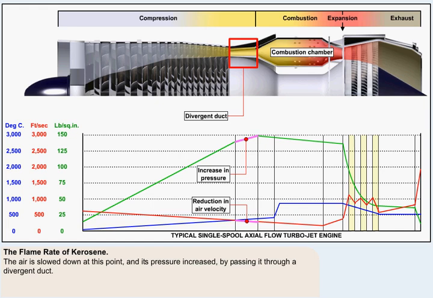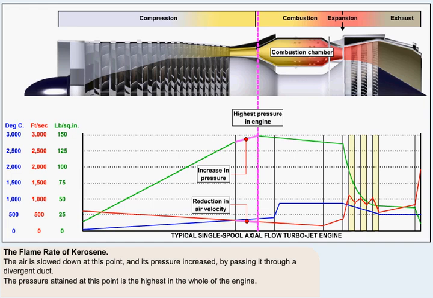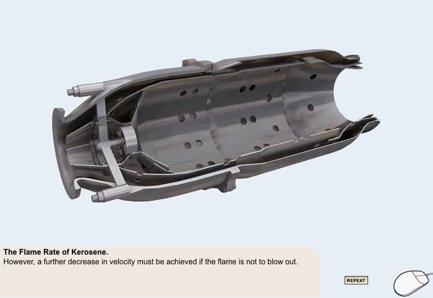In fact, the pressure attained at this point, at the end of this divergent duct, just before the air goes into the combustion chamber, is the highest in the whole of the engine. The reduction in velocity is still not enough, however. Further decreases must be achieved if the flame is not to blow out. The air is divided after it exits the high-pressure compressor into primary, secondary, and tertiary airflows. We'll now examine each of them.